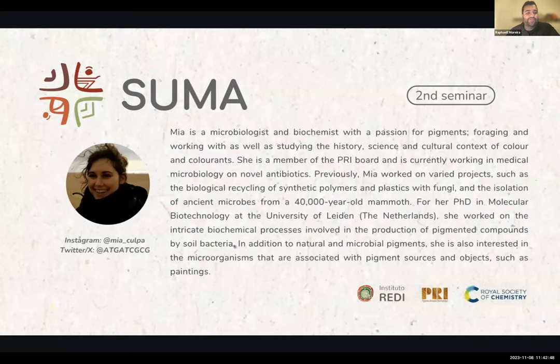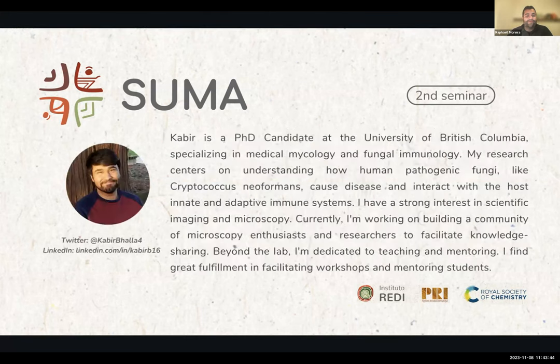I'm going to introduce Mia. She's a microbiologist and biochemist, with a massive passion for pigments, foraging and working with, as well as studying, the history, science, and cultural context of color and currants. She's a member of the PRI board and currently working in medical microbiology on novel antibiotics. She did her PhD in molecular biotechnology at the University of Leiden in the Netherlands, where she worked on intricate biochemical processes involved in the production of pigment compounds by soil bacteria. In addition to natural and microbial pigments, she's also interested in the microorganisms that are associated with pigment sources and objects such as paintings. So that's Mia, and then we have Kabir.